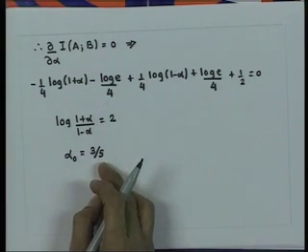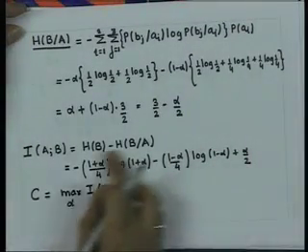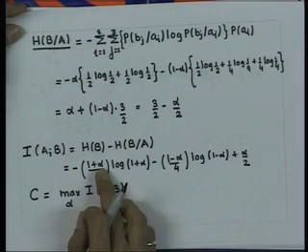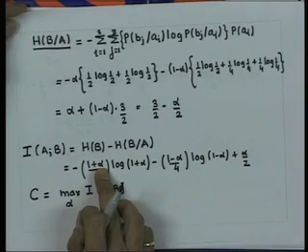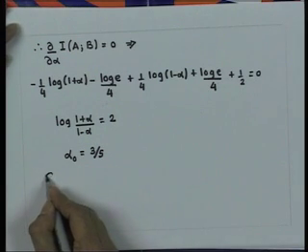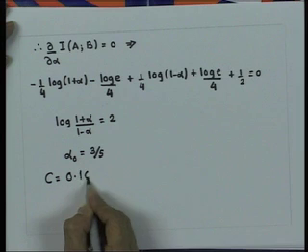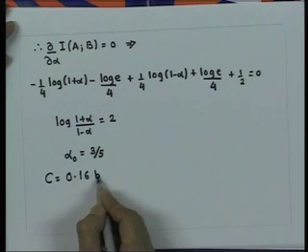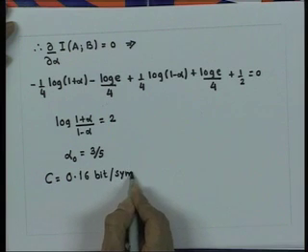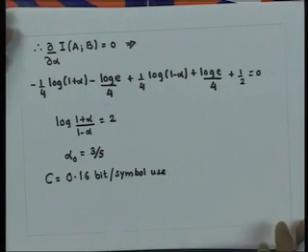the mutual information, which is given by this expression, where alpha is substituted by alpha naught, that is the optimum value, then we get the channel capacity as 0.16 bit per symbol use.